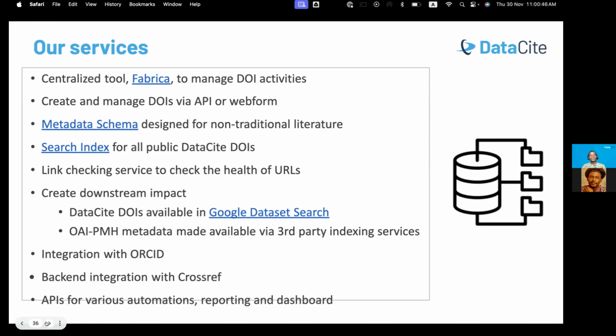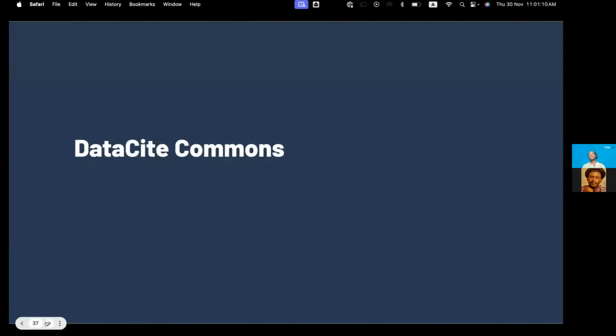We have integrations into other platforms like Google Dataset Search, OAI-PMH, metadata made available via third-party identity services also. We are integrated with ORCID, like I mentioned, backend integration with Crossref, and APIs for various automations, reporting, and dashboards. Then we have something that's called Common.